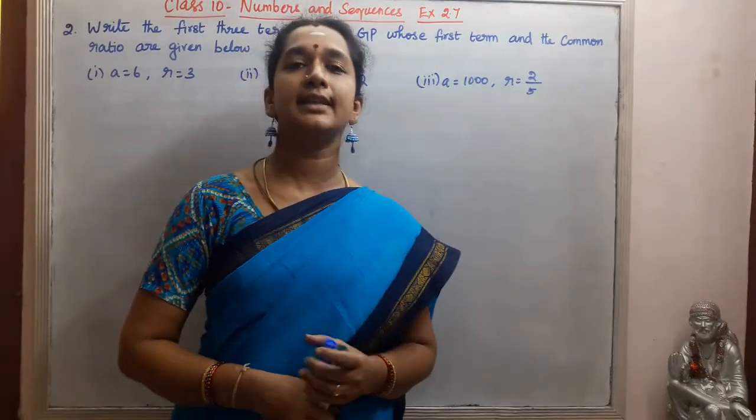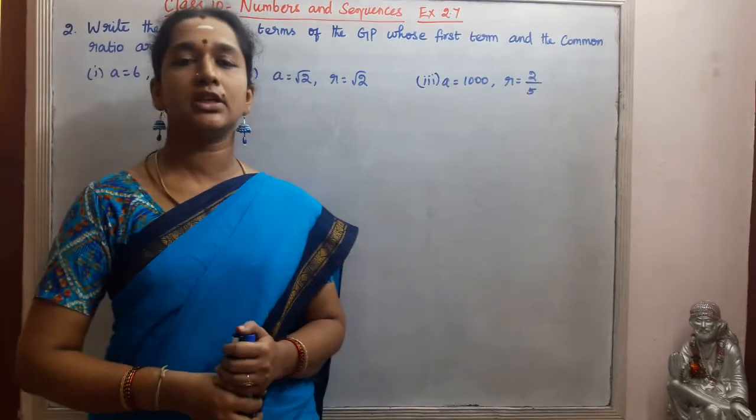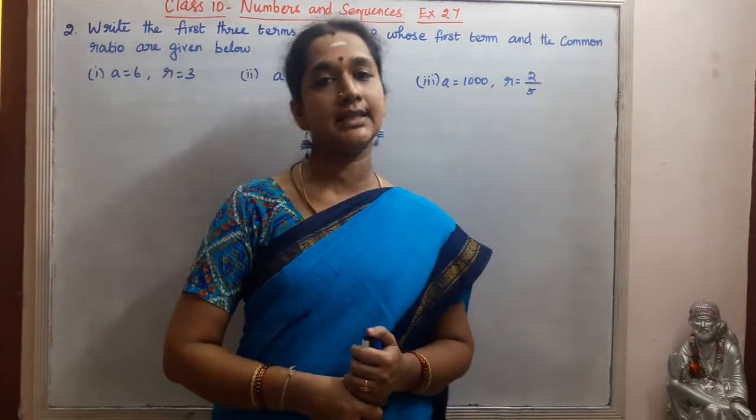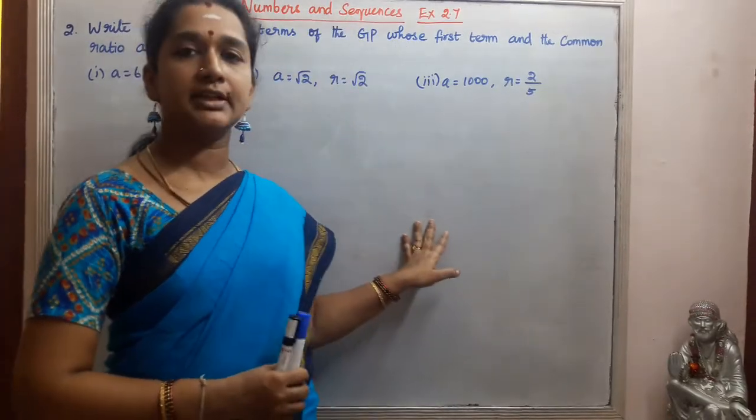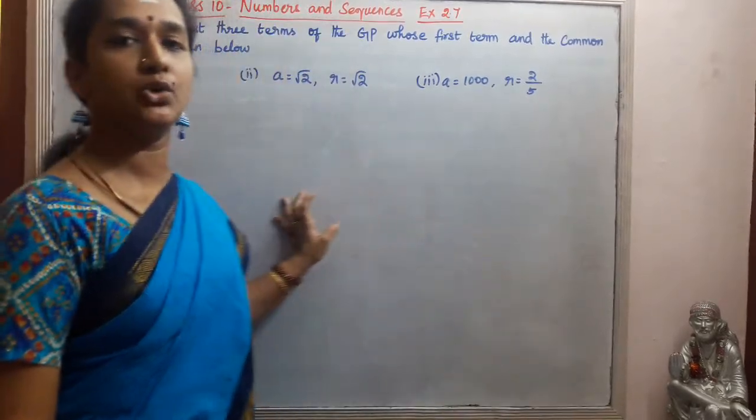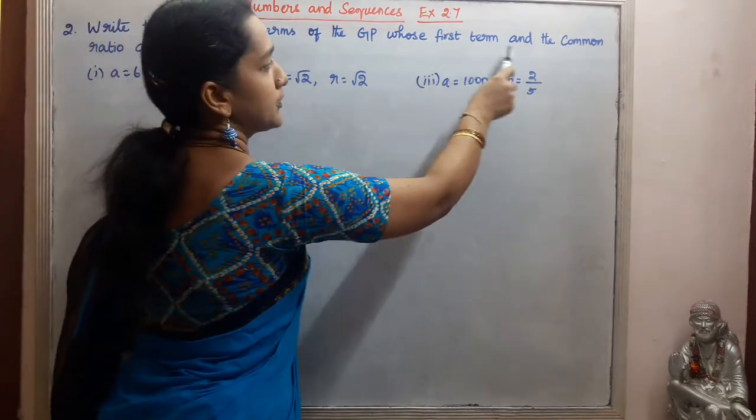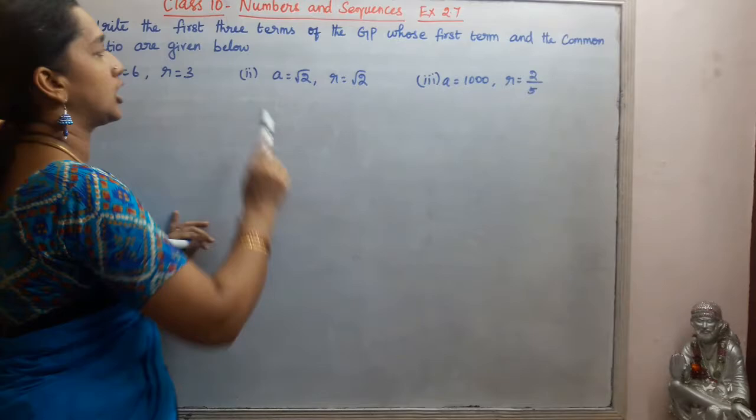Good morning students. In this class I will be doing class 10 Samacheer Kalvi syllabus or matriculation syllabus, second chapter, numbers and sequences. Already I have completed 6 exercises, the 7th exercise I am doing, second sum I will continue in this class. Write the first 3 terms of the GP whose first term and the common ratio are given below.